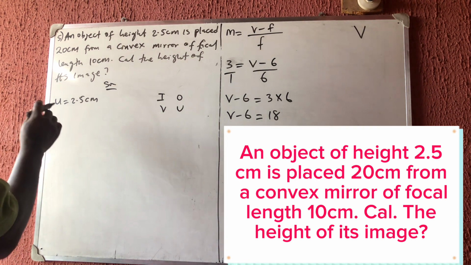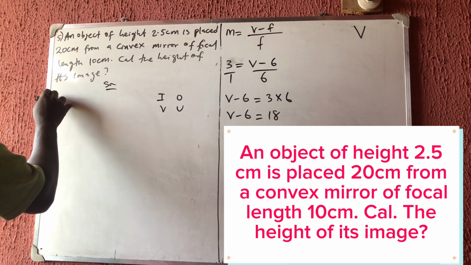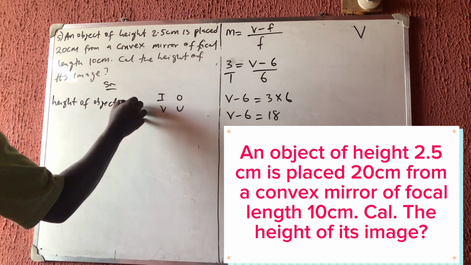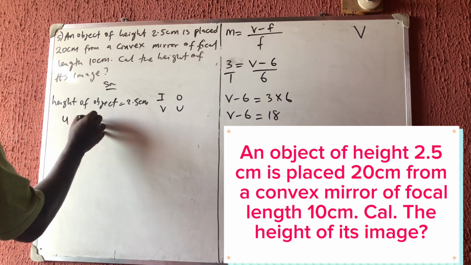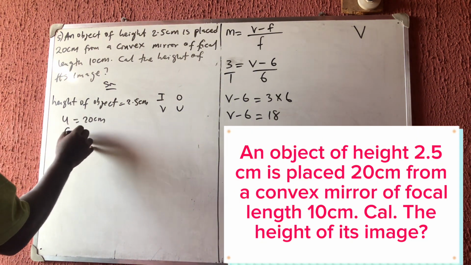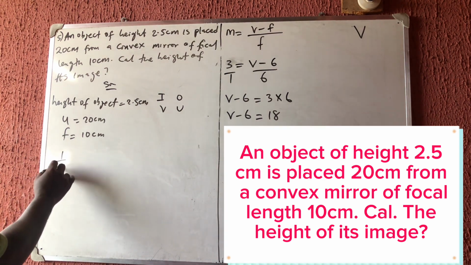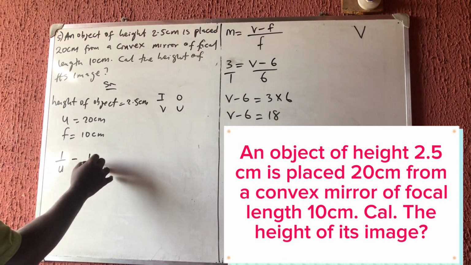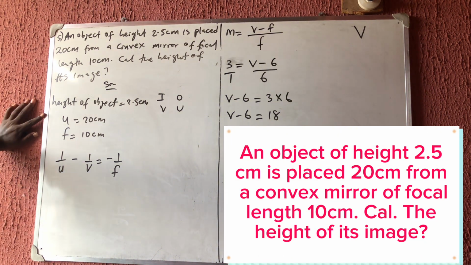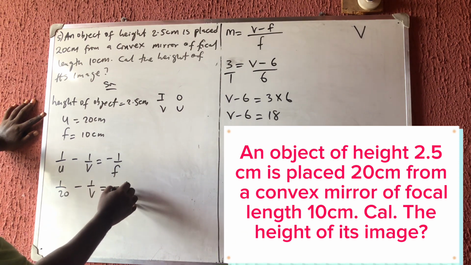Okay, this is the object distance, and this is the height of the object. Let's say that the height of the object is equal to 2.5 cm. The U they gave us is 20, the distance between the object and the mirror. They gave us the focal length F, which is 10 cm. But I know that 1 over U minus 1 over V is equal to minus 1 over F. So if we now use this, I have 1 over 20 minus 1 over V is equal to minus 1 over 10.